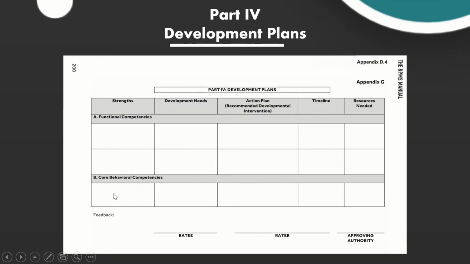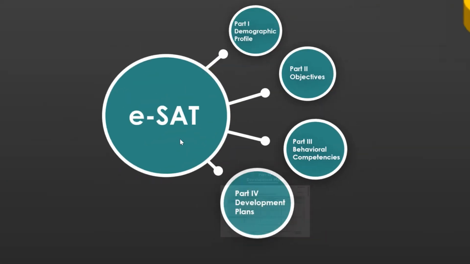So, under the strengths, we have here letter A and B. So, just write all the strengths na lumabas doon sa part 2 under the functional competencies and strength mo naman na lumabas under the 4 behavioral competencies. And then, development needs are all those weaknesses na lumabas sa dalawang result. And then, ano-ano ang action plan na balak mong gawin to address your needs or to enhance more your weaknesses. And then, the timeline and the resources needed.